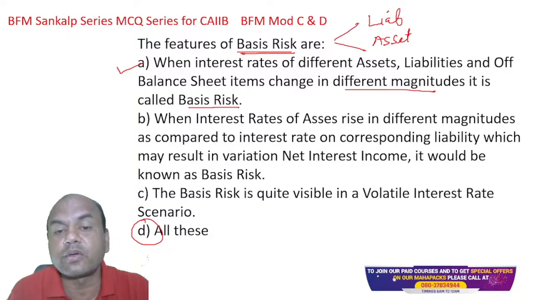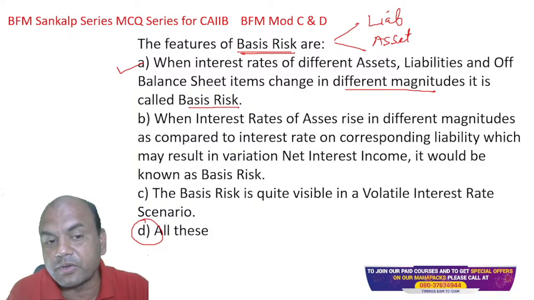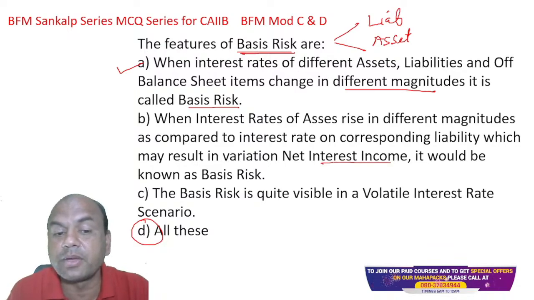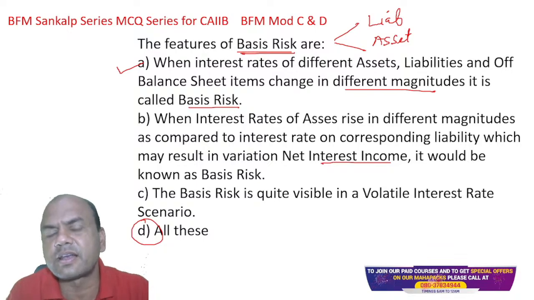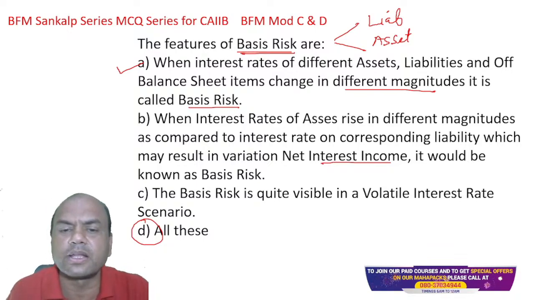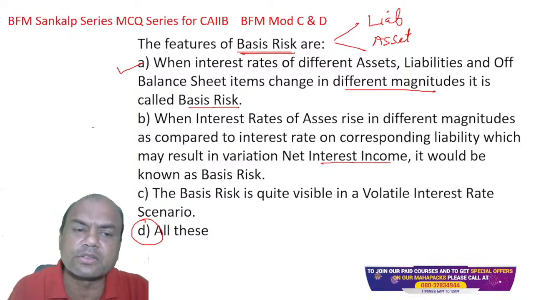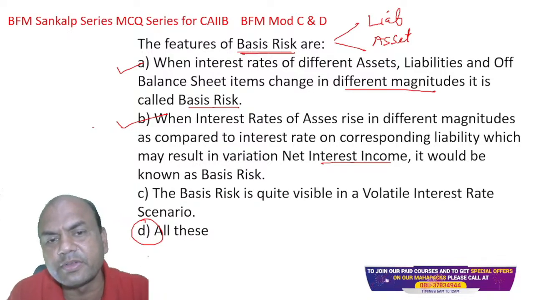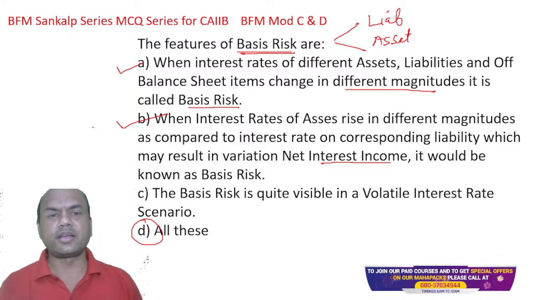When the interest rate of assets rises in different magnitudes as compared to the interest rate on the corresponding liability, which may result in variation in net interest income, it would be known as basis risk. Again the same, the wording is different only, the logic is the same. So B is also true. Once you get A and B true, immediately you jump to D, because obviously C will be true, isn't it?